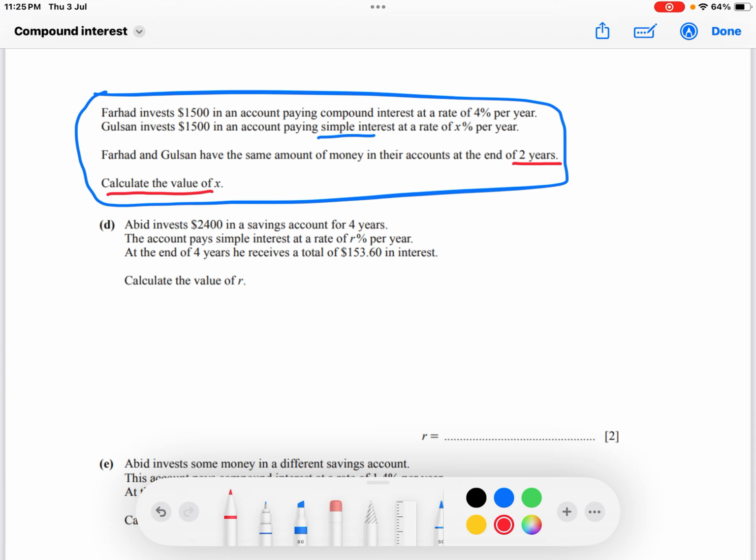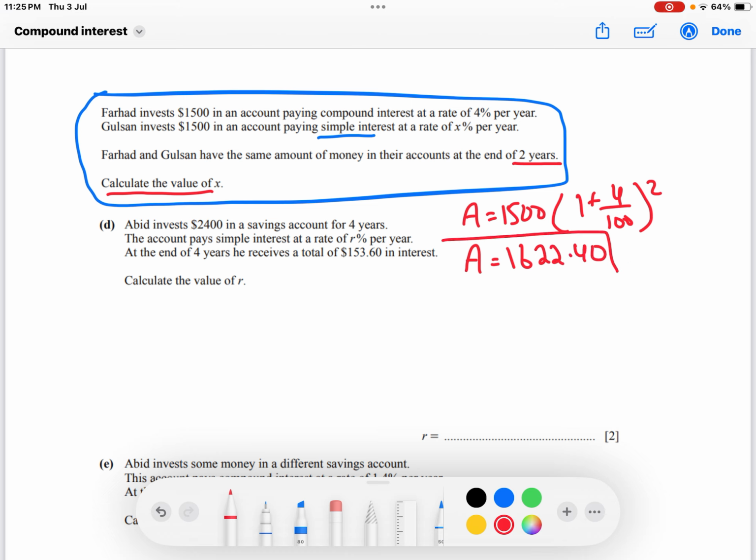The first line says we have compound interest, so we apply the compound formula to find the amount. 1500 times 1 plus 4 divided by 100, power 2, because they are talking about 2 years. So the amount of Farhad is $1622.42. Now the next line: Gulshan invests 1500 as simple interest. So interest is equal to P, which is 1500, times r, which we don't know so we will write x here, times the time, which is 2.